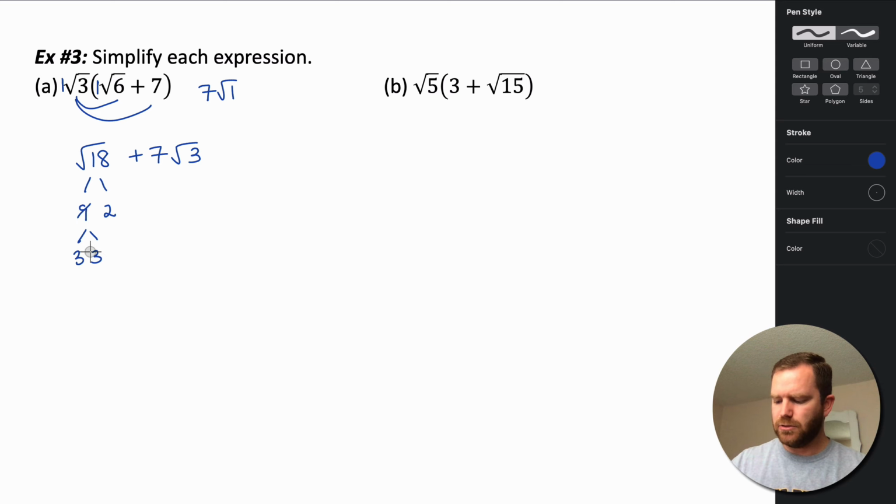Again, the index is 2, so we're looking for pairs. So we have a pair of 3s. So this pair of 3s can come out. The 2 will stay in. So we have 3 times the square root of 2 plus 7 times the square root of 3.